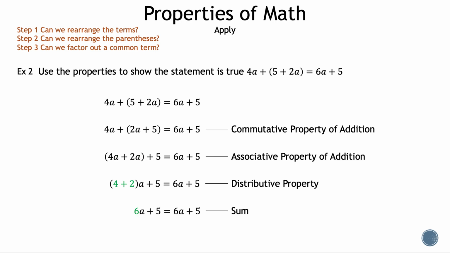Now, we can find the sum of 4 and 2, which is 6. So we have 6a plus 5 is equal to 6a plus 5. That is example 2.